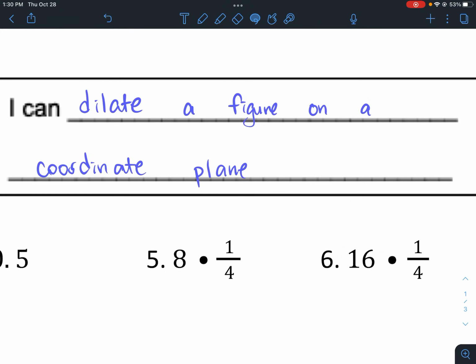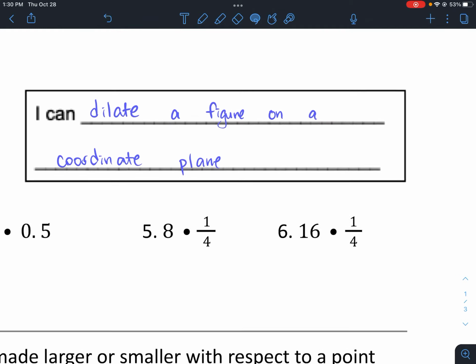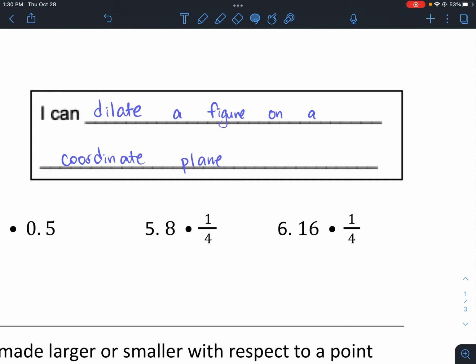All right, today's objective is to dilate a figure on a coordinate plane. This is going to be the fourth and final type of transformation we are going to talk about in this unit before we start reviewing for our chapter test. Okay, I can dilate a figure on a coordinate plane.